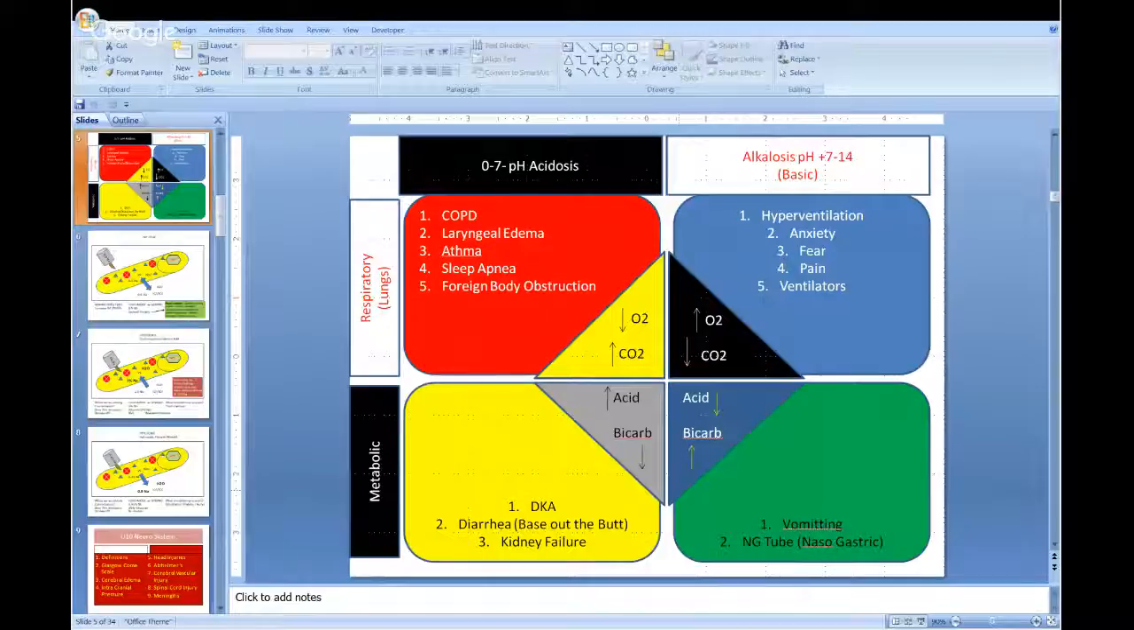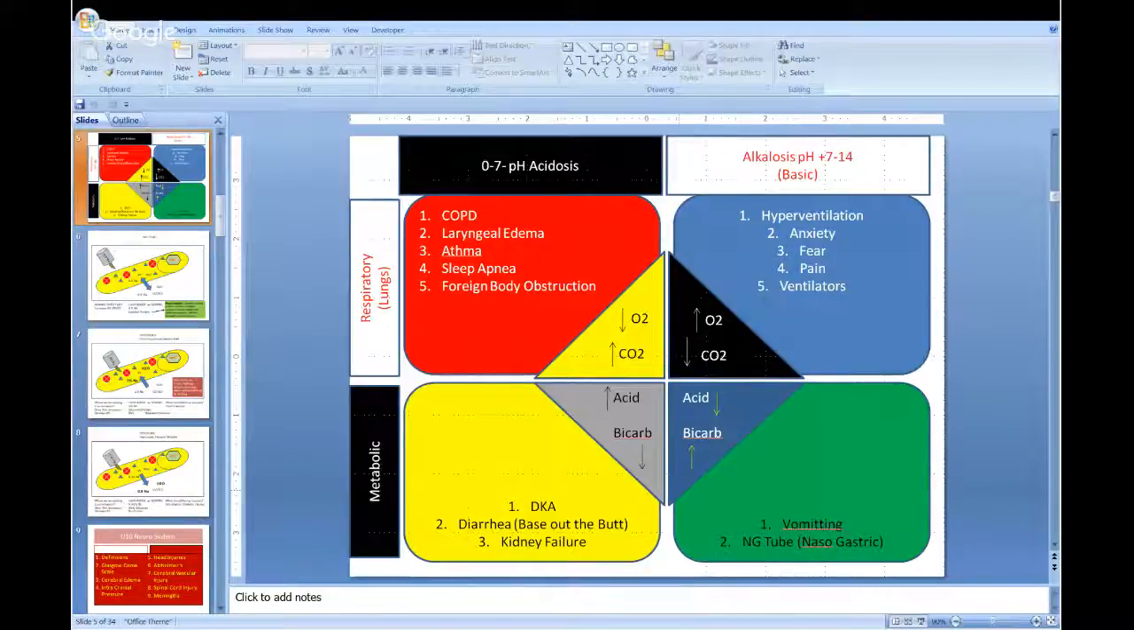The rule is if I have one arrow going one direction and a different value going the same direction, it's metabolic. Starting with pH, if pH is going high and one of the values is going high with it, it's metabolic. If pH is high and one of the other values is low or pointing down, it's respiratory. And it doesn't matter if it's CO2 or bicarbonate.